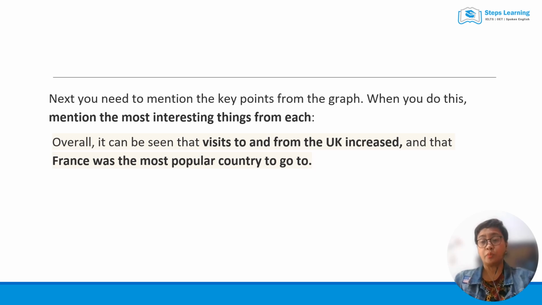So here is where you write your overview. Write only a one sentence overview. And when you write your overview, make sure that you don't put any figures. You start with overall, or you can say in general. Overall, it can be seen that visits to and from the UK increased and that France was the most popular country to go to. So you highlight the trend for the first line graph, and for the second bar graph, you highlight which is the most popular country to go to, and that is France.